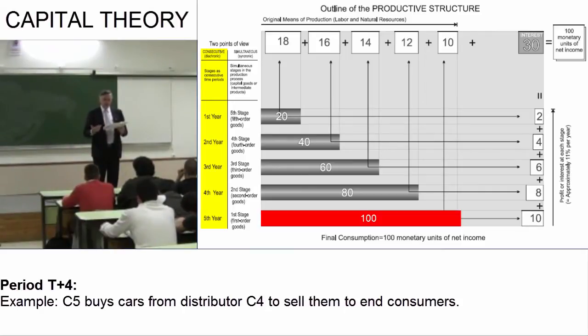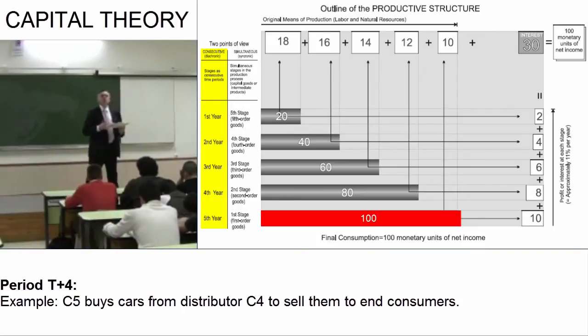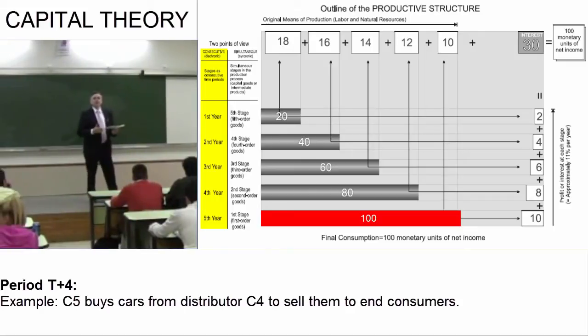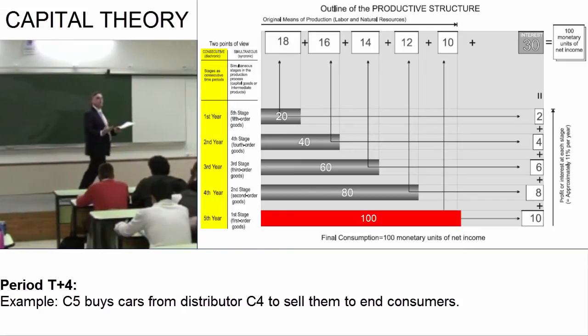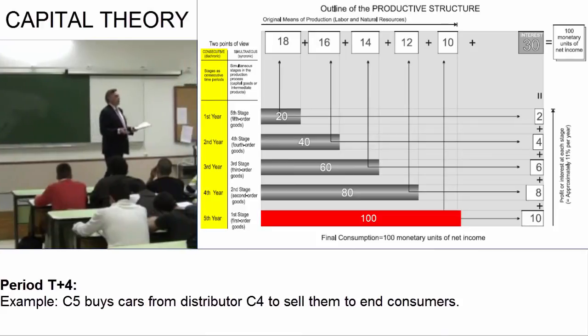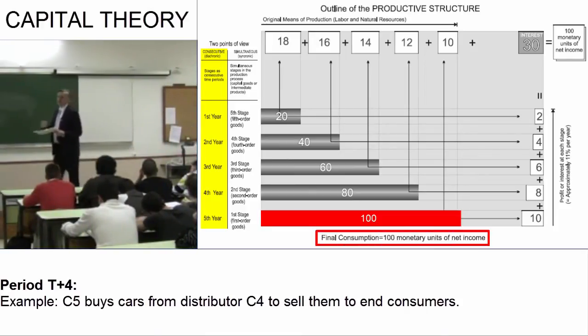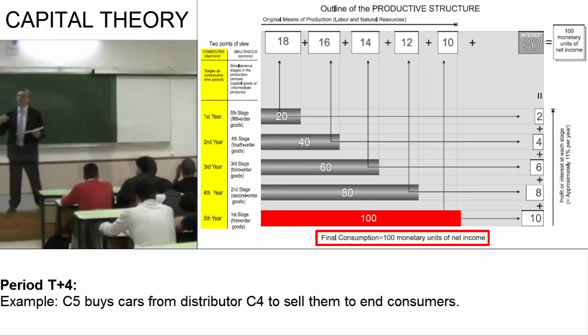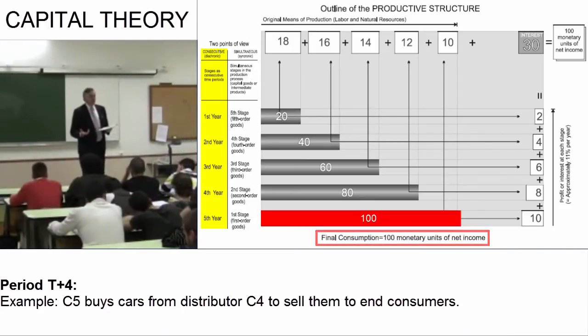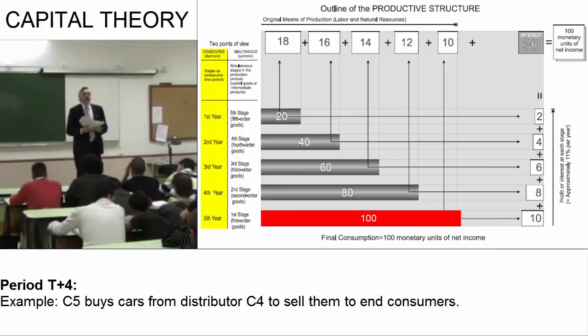Think of advertising campaigns in newspapers, on radio and TV, in movie theaters, stands at trade fairs. In this last stage, the 5th year, the final consumers, you and I, buy the cars, and we pay 100 units for them. That is what is spent on final consumption. Thus we read at the bottom of the chart, final consumption equals 100 monetary units of net income. We purchase automobiles as consumer goods for the amount of 100 units.